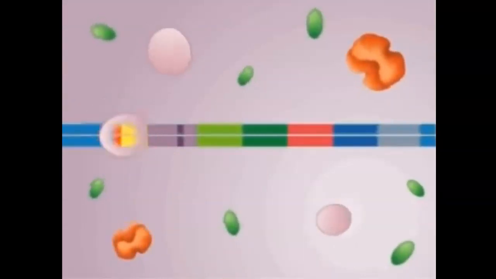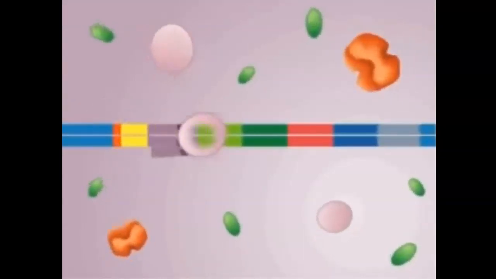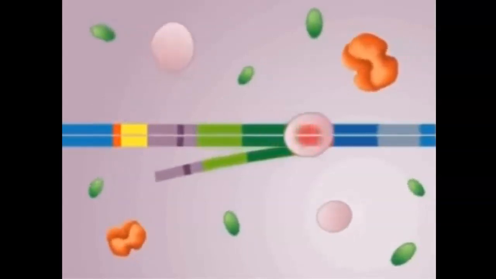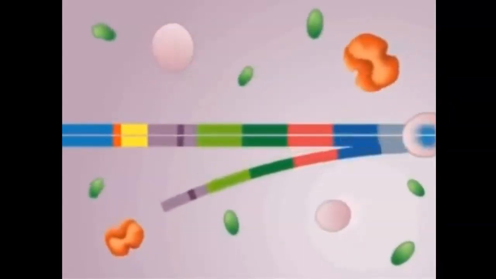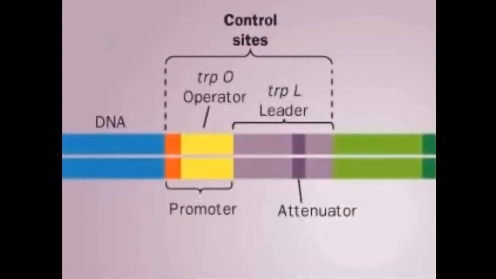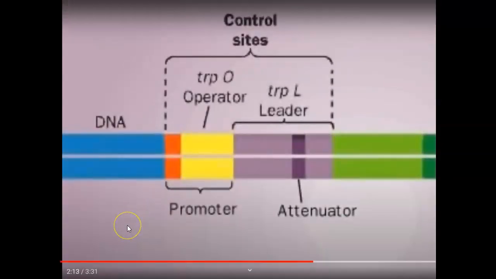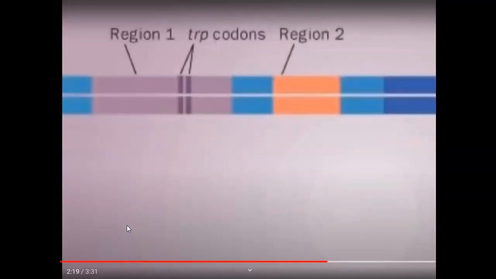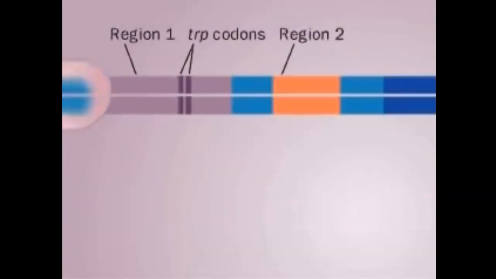Like the LAC repressor, the TRP repressor does not stick like glue, but periodically dissociates, allowing a low, basal rate of transcription. The operon can fine-tune tryptophan synthesis. In essence, it can read various levels of tryptophan concentration in the cell. It uses a system called attenuation to do this.